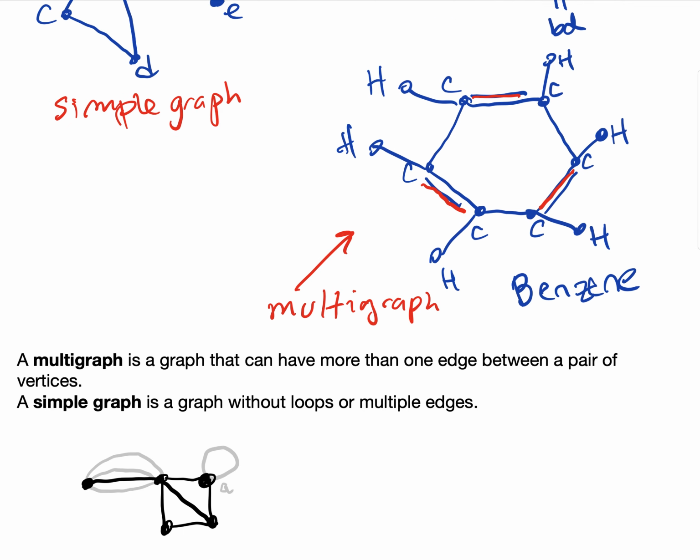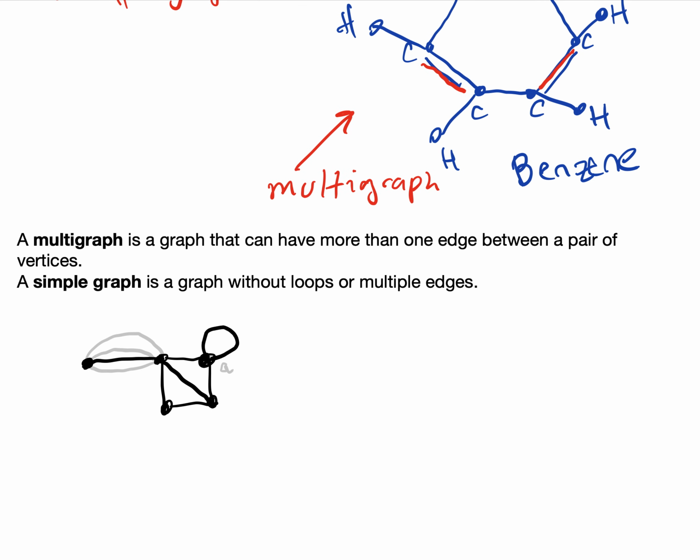A loop in a graph is an edge from a vertex to itself. So that would be a loop at the vertex A. So now this is not a simple graph. If we wish, we could also add multiple edges. So we could have maybe 3 different or even 4 different edges between that pair of vertices.